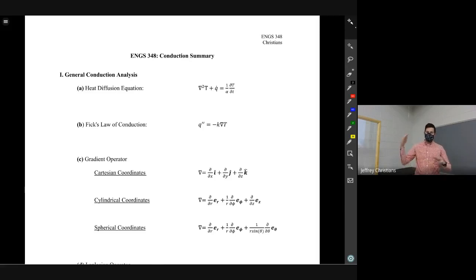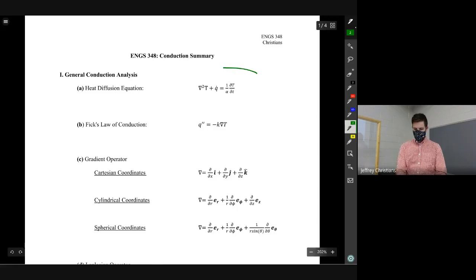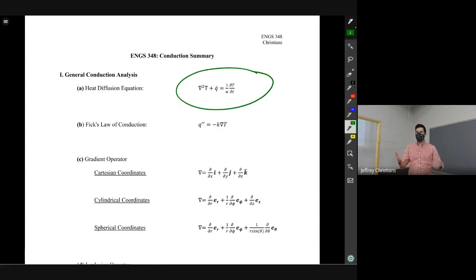So the most important part of conduction is really these top two equations. I mean, this is really what is governing all of the different models that we came up with: the heat diffusion equation. Its younger brother is Fick's law of conduction here. And these two equations combined give us basically all of the conduction stuff that we've done.